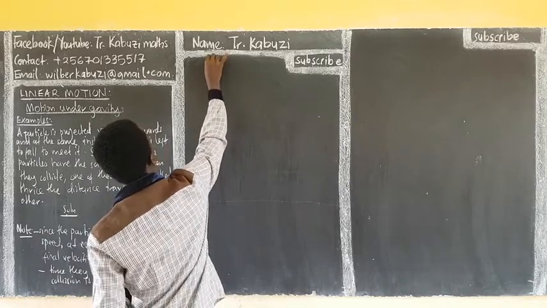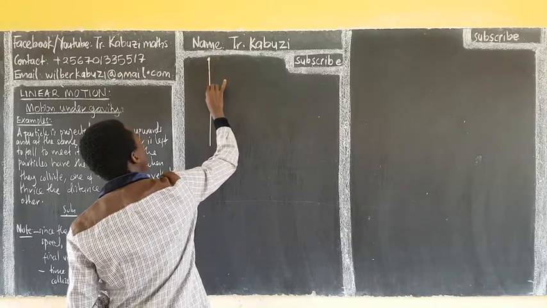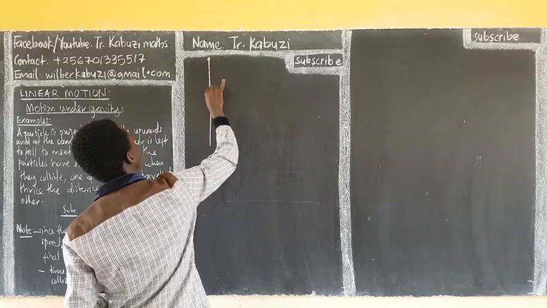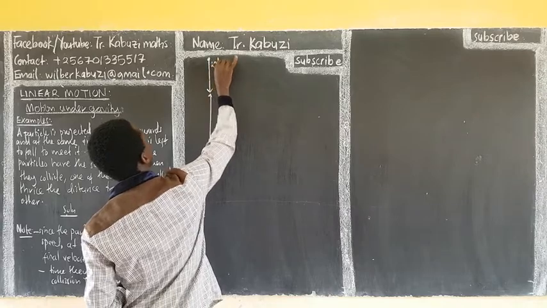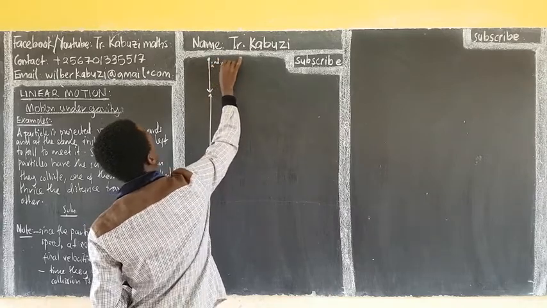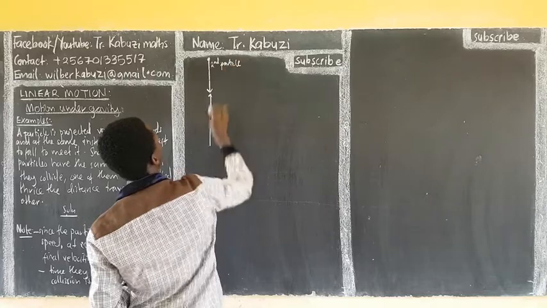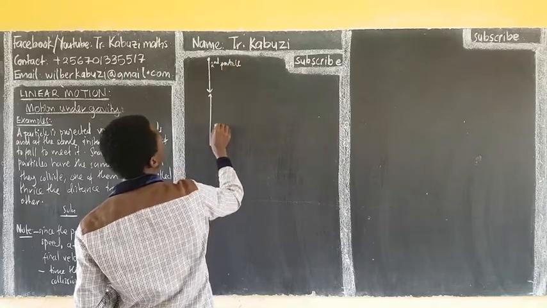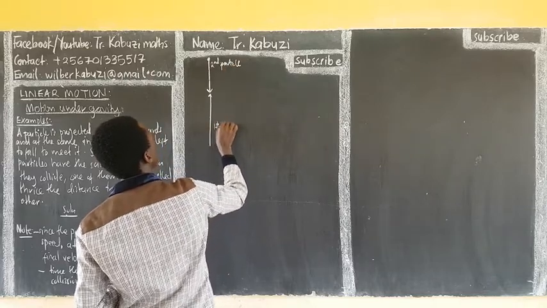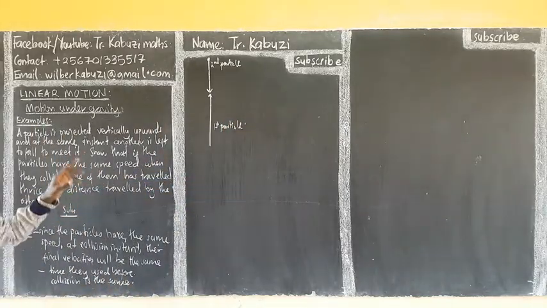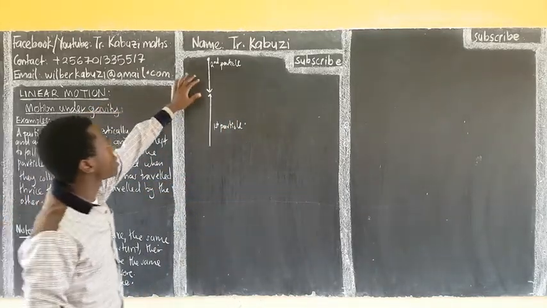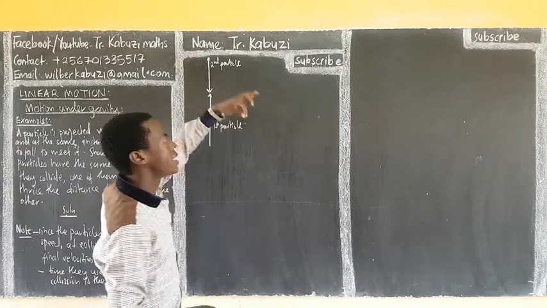If it's left to fall, it's coming that way. This is going to be the second particle. And this one is going to be our first particle. Now, the second particle is just left to fall.